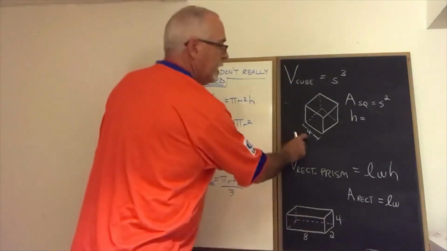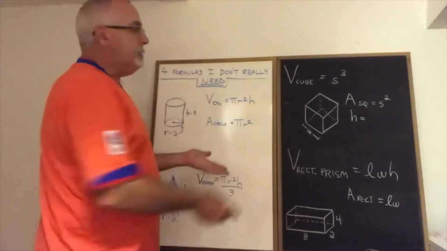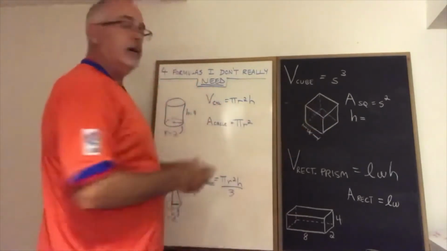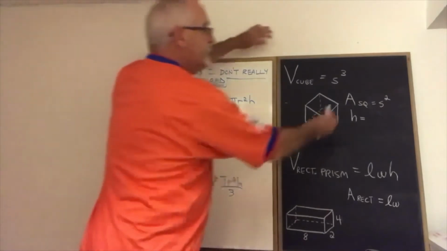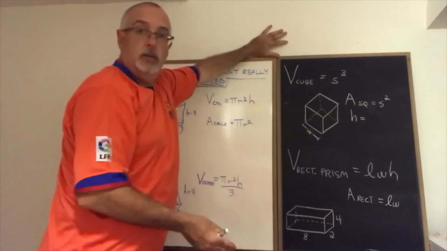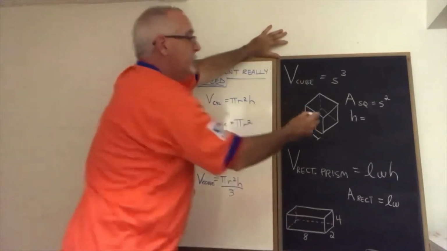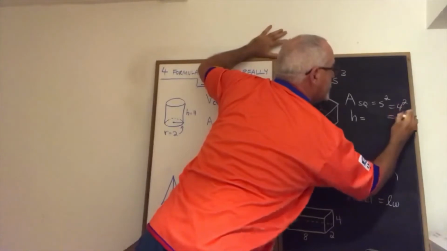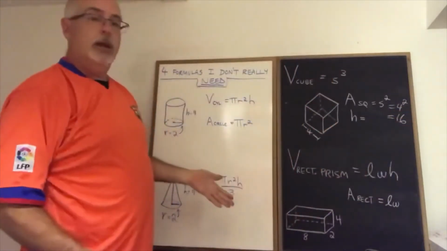So when I give the side length of 4 here in a cube, I'm telling you all of the side lengths you need. The length, the width, and the height, they all have to be 4. The area of a square formula could be used to find the area of that bottom face of the cube. And it would be s squared, which in this case is 4 squared, which is 16 units squared.